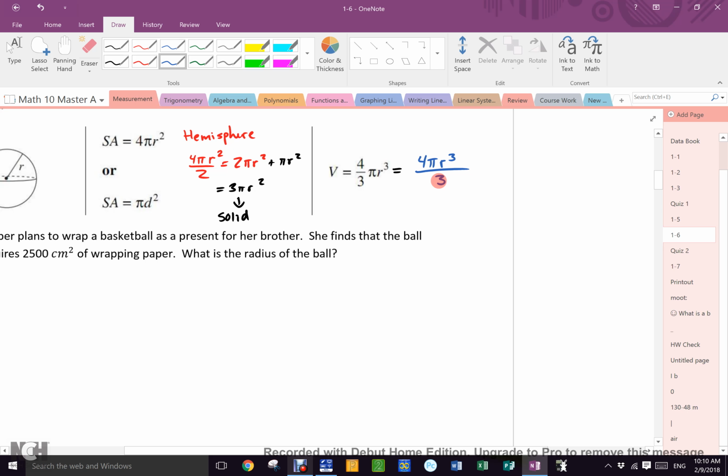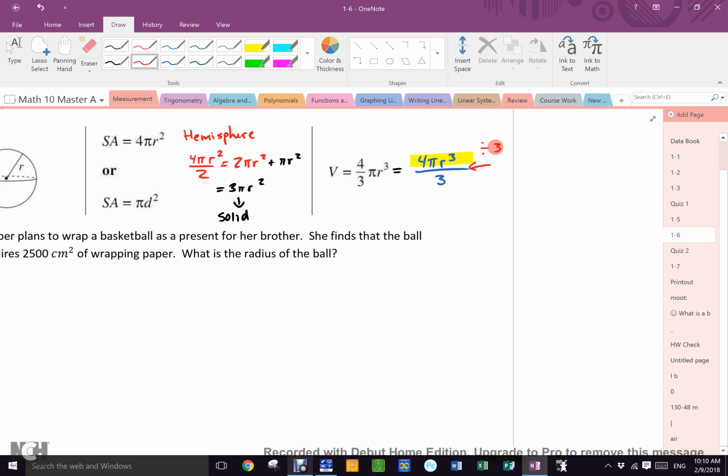Which means what math is happening right there? Division. So on your calculator, you would do the yellow stuff first, then you would divide by 3. Everybody cool?